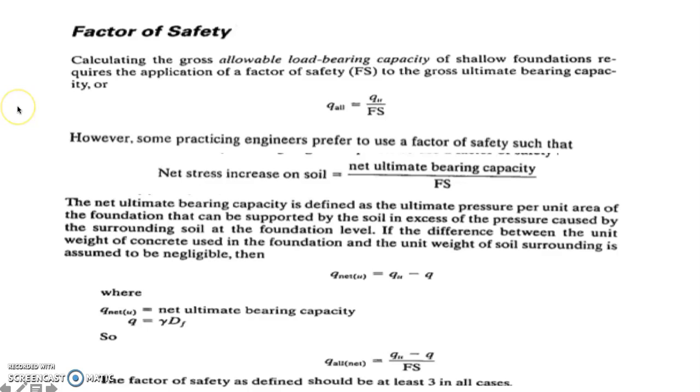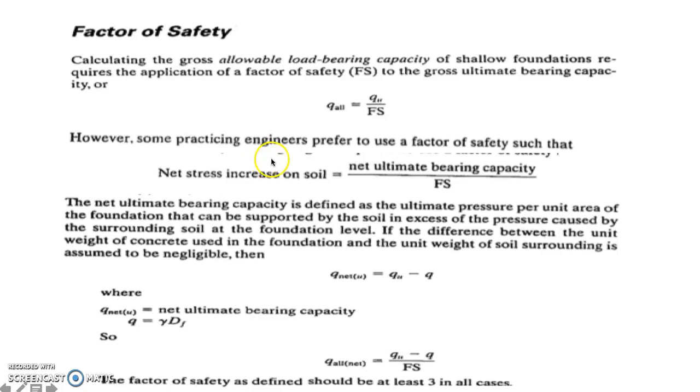For the factor of safety, when we talk about factor of safety in engineering, it is also known as safety factor. It expresses how much stronger a system is than it needs to be for an intended load. So to calculate the gross allowable load bearing capacity of shallow foundation, it requires the application of the factor of safety to the gross ultimate bearing capacity. So this is the formula.